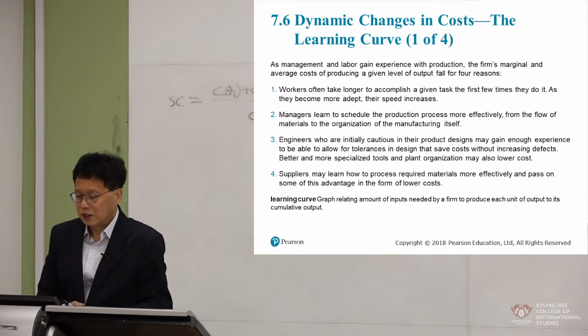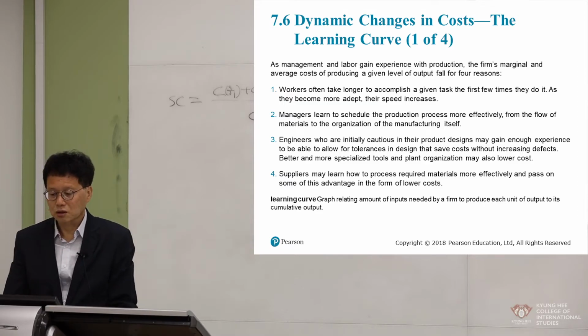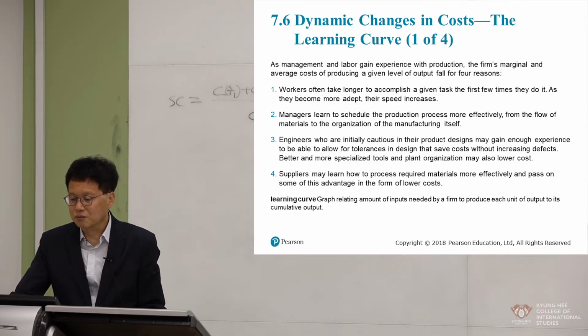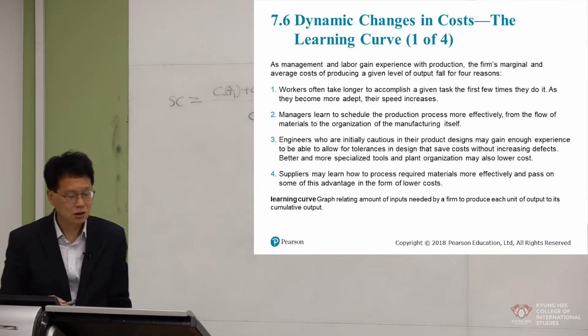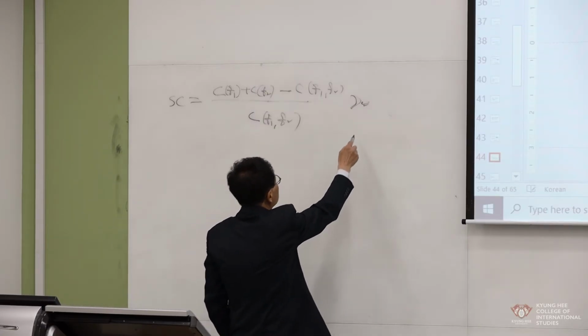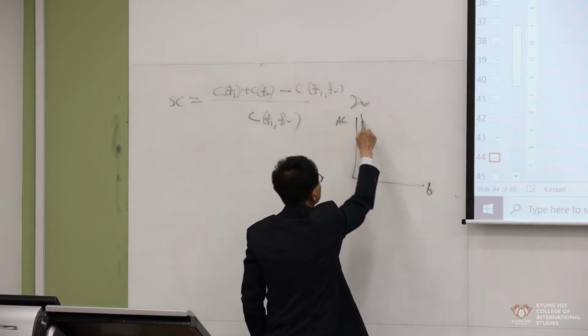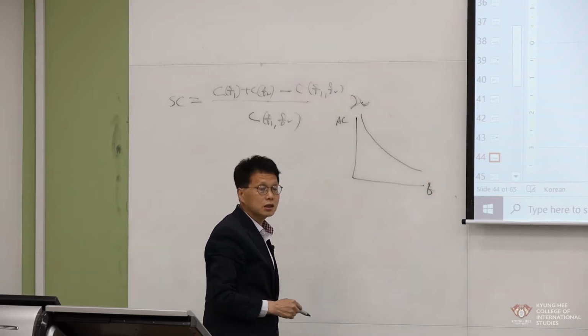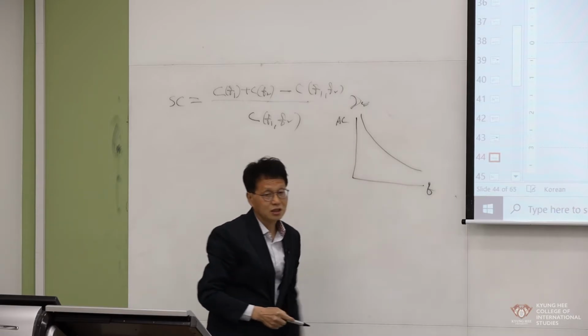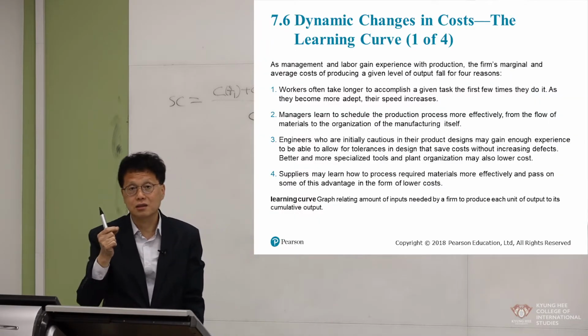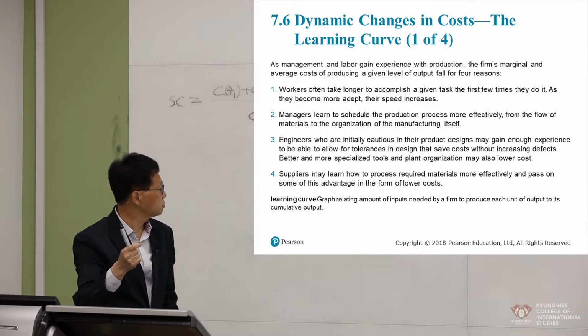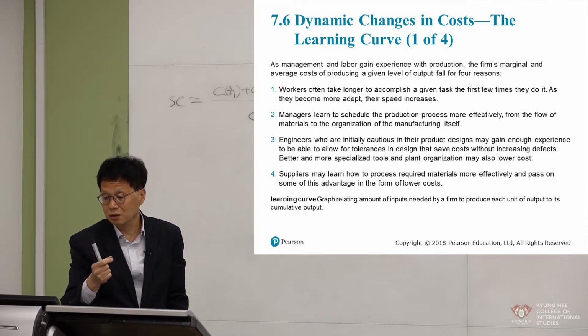And now we go to dynamic change in cost, the learning curve. We studied the learning curve, dynamic change in cost. In the earlier graph, we said that as production increases, average cost decreases, for example, right? We said this is economies of scale. The bigger, the more efficient. Okay?